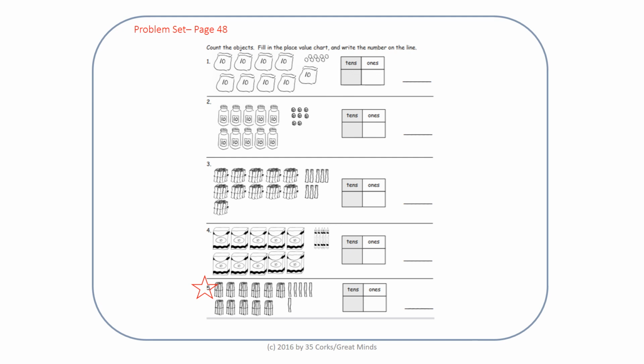We have 10, 20, 30, 40, 50, 60, 70, 80, 90. Good. 90, but that's 9 tens. So I'm going to put a 9 in my tens place. Now I see the ones. We have 1, 2, 3, 4, 5, 6, 7, 8. 8 ones. What number is 9 tens and 8 ones? 98. Great job. So you're going to do the same thing for number 2, 3, 4, and 5.